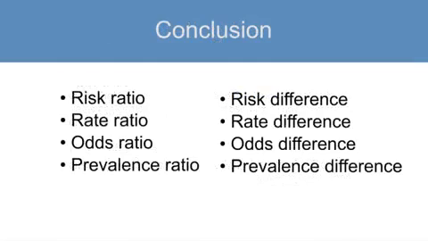In this segment, we have learned about the different types of measures of association, including risk ratios, rate ratios, odds ratios, and prevalence ratios. We've also learned about rate differences, odds differences, prevalence differences, and risk differences. This concludes our segment about the definition, formulas, and interpretation of different types of measures of association.